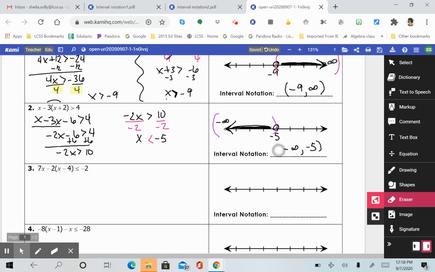Sorry, made a mistake here. We can never have a bracket at infinity. It will always be a parentheses.